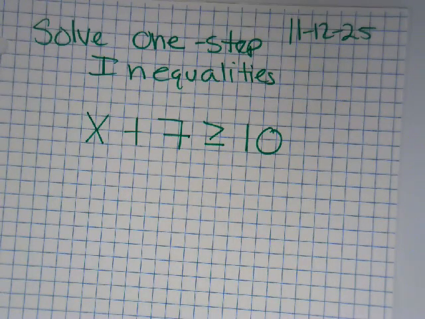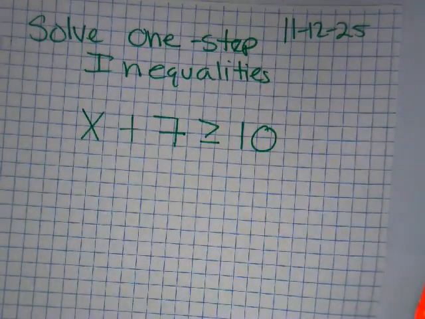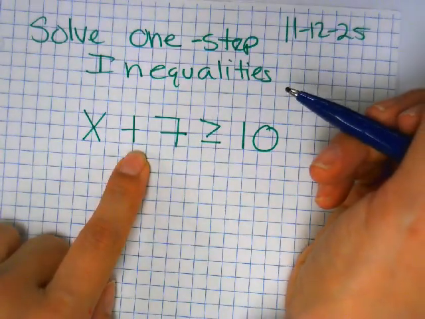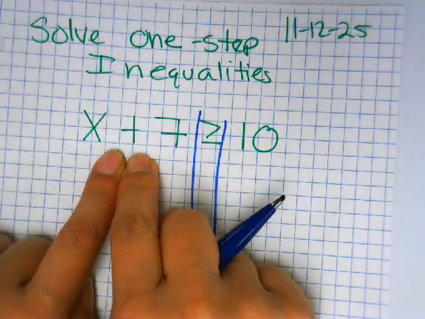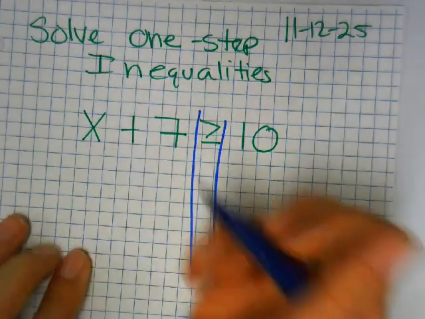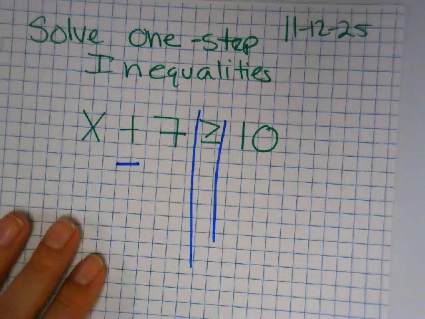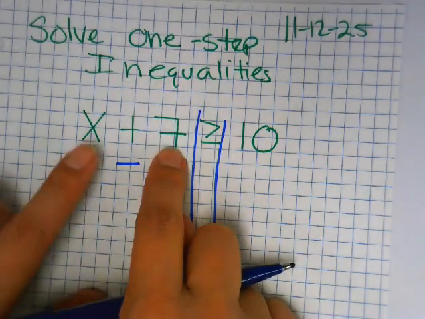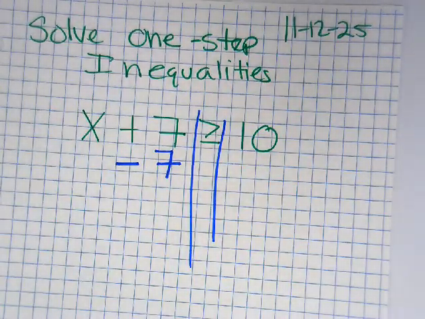So how do I move it? I have to do the opposite. So what is the opposite of a plus? Subtract. So when you see a plus, you're going to do the opposite. What's the opposite? Subtract. What number am I going to subtract? The number next to the x. What's the number next to the x? 7. So I'm going to subtract 7 in order to get rid of it.